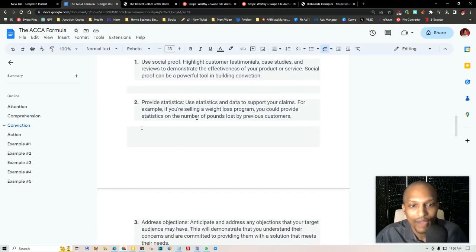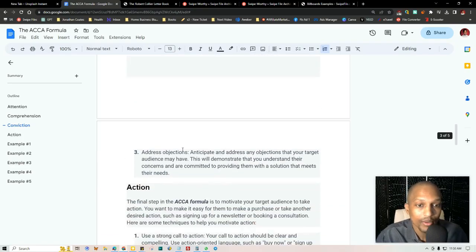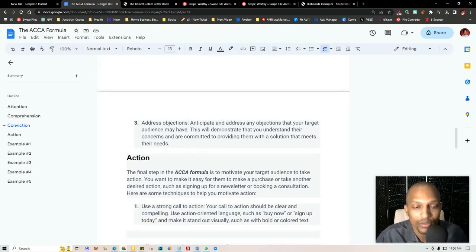Number 2, provide statistics. Use statistics and data to support your claims. For example, if you're selling a weight loss program, you can provide statistics on the number of pounds lost by previous customers. Number 3, address the objections. Anticipate and eliminate any of the objections that your target audience may have. This will demonstrate that you understand their concerns and are committed to providing them with the solutions that they need.